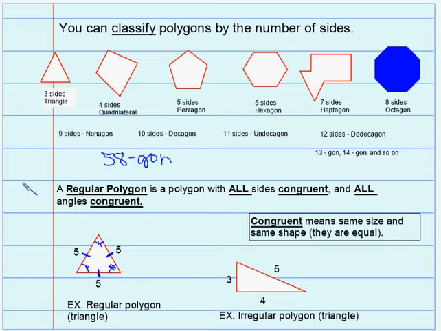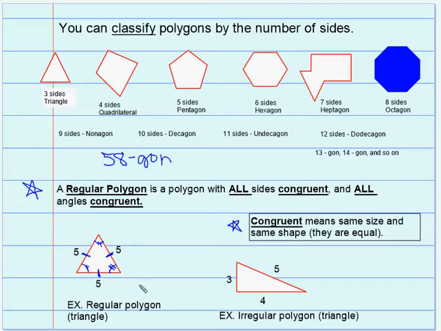Now, this right here is pretty important. Hopefully you remember this from last year, but a regular polygon is a polygon with all sides congruent and all angles congruent. So when you hear the word regular polygon, it means something special. All sides and all angles are congruent. And what does congruent mean? Congruent means they have the same size and the same shape. So they'd be equal, like the angles would be equal measurement, or the sides would have an equal length.